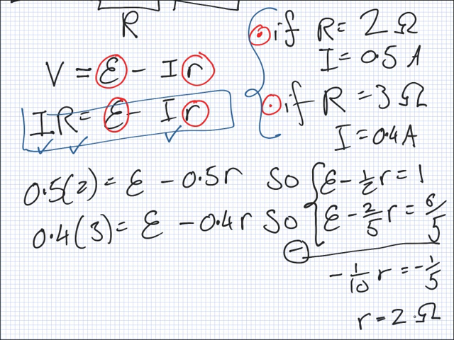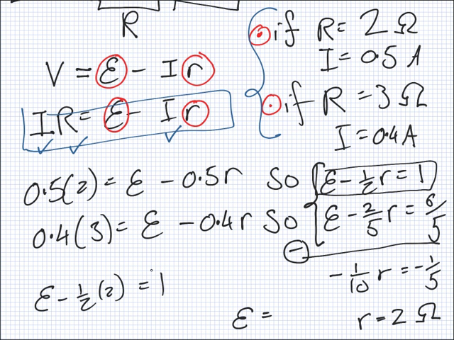And how can I get the E? Sub it back in. Do you see this one here? Looks like the easiest one to sub in. So I can get E minus a half times 2 equals 1. So in this example, what does the E equal? 2 volts then.